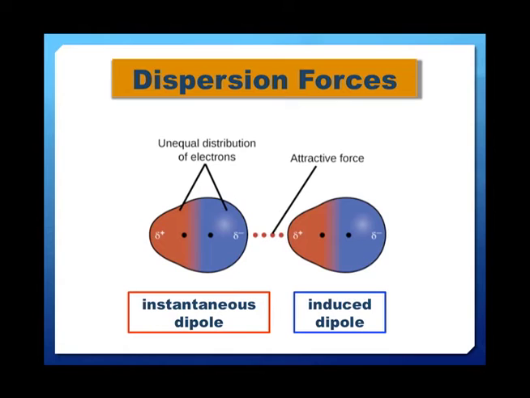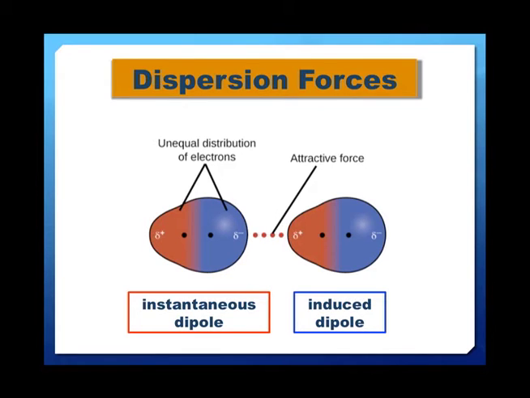This instantaneous dipole can generate an induced dipole in another molecule, as the slight partial negativity can repel the electron density on the other molecule. The electrostatic attraction that occurs between the instantaneous dipole and the induced dipole is the dispersion force.